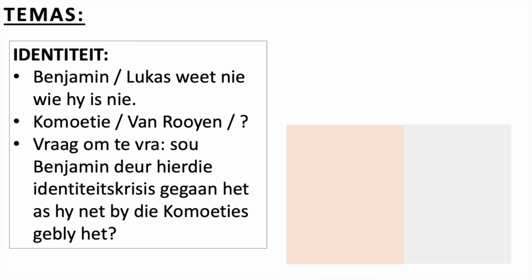Because obviously after he finds out that he's not a van Rooyen, he still is like, but who am I? He's still not 100% sure. So I think obviously he wants to be a commutie and he wants to think only of that. But a question we can ask is, so Benjamin deur hierdie identiteitskrisis gegaan het as hy net by die communities gebly het. So would he have gone through this identity crisis if he stayed with the communities?